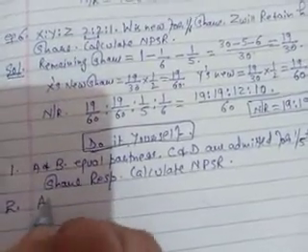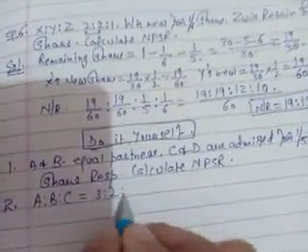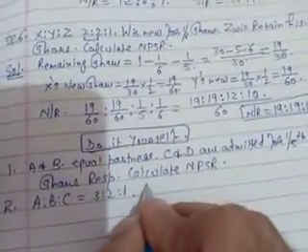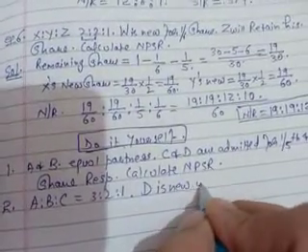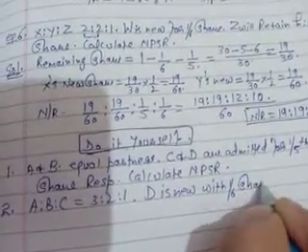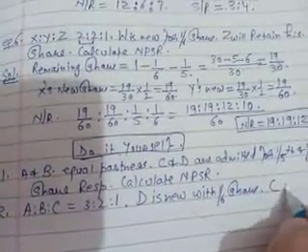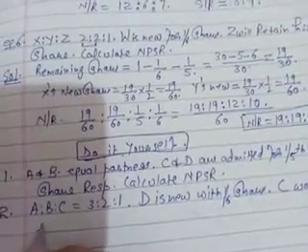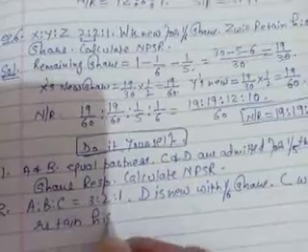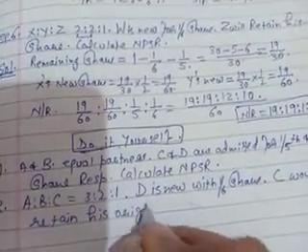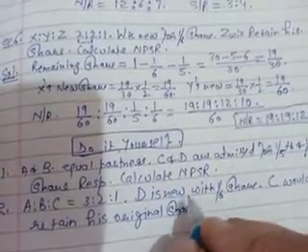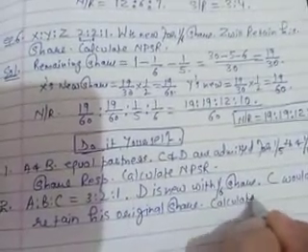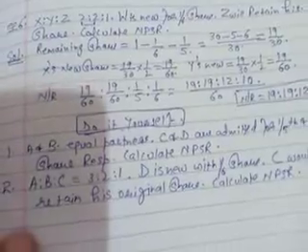A, B, C are partners in the ratio 3:2:1. D is new with 1/6 share. C would retain his original share. Calculate NPSR.